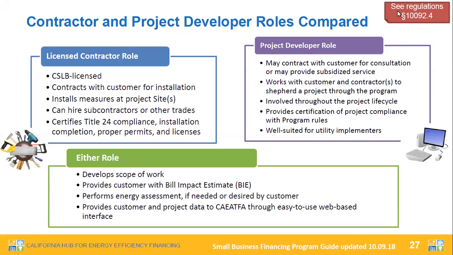There is some overlap between the types of things that a project developer and a contractor can do. As you can see, both can develop a scope of work for the customer and come up with a plan for achieving energy savings. They can provide a bill impact estimate to the customer and interact with our web-based interface to input customer, project, and measured data. Alternatively, there are some clear differences between what the project developer and contractor can do.